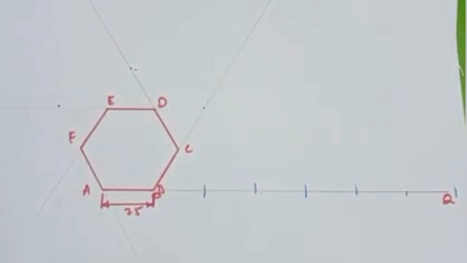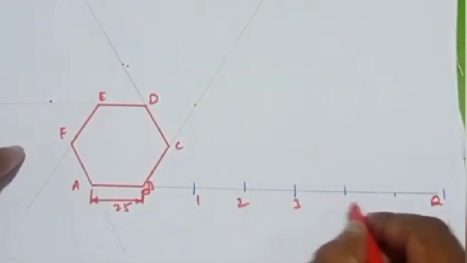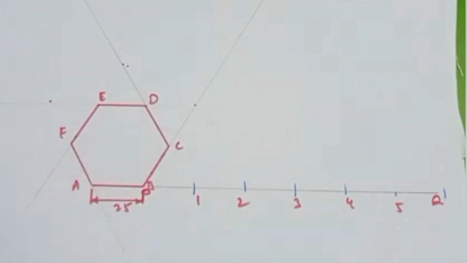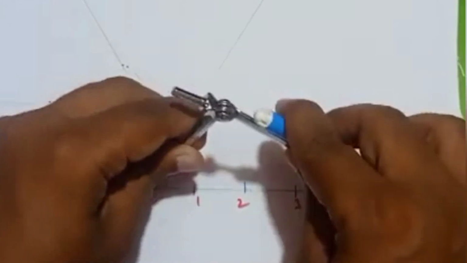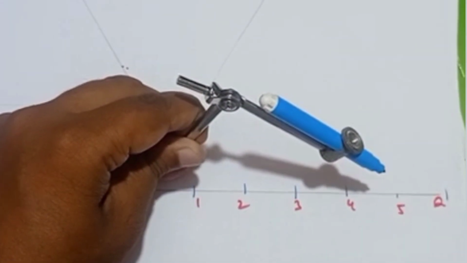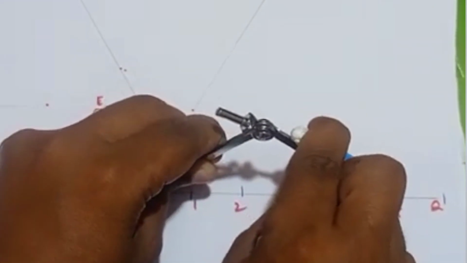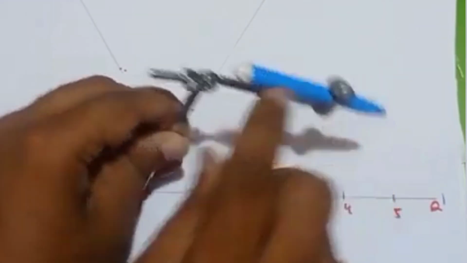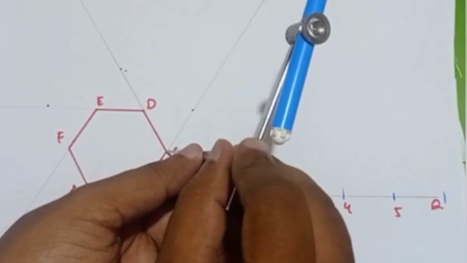Now we can give the naming for these. These points are 1, 2, 3, 4, 5. So initially I'll be measuring from P to 5 here. Keeping at the point C, I'll be cutting an arc.